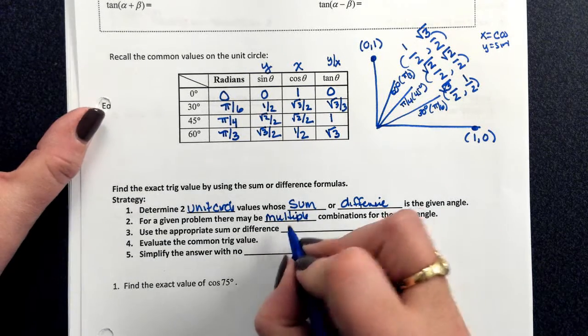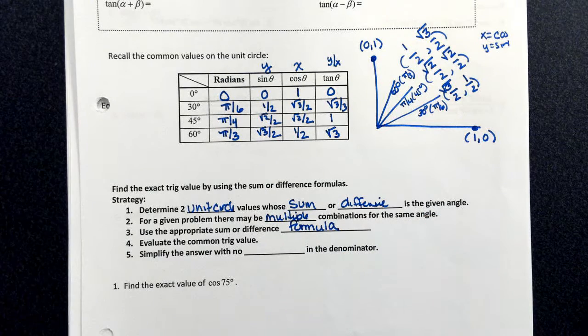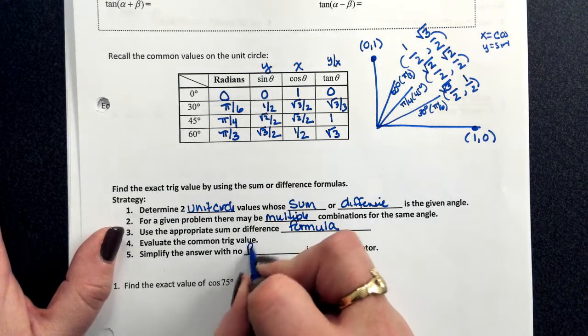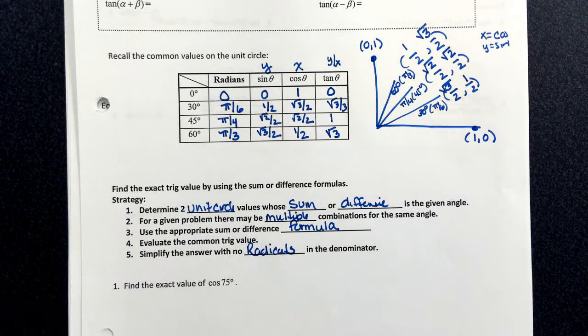Use the appropriate sum or difference formula. And then you're going to have to evaluate your common trig values from the unit circle. And then you simplify your answer with no radicals in the denominator. So this is what we're going to be focusing on today.